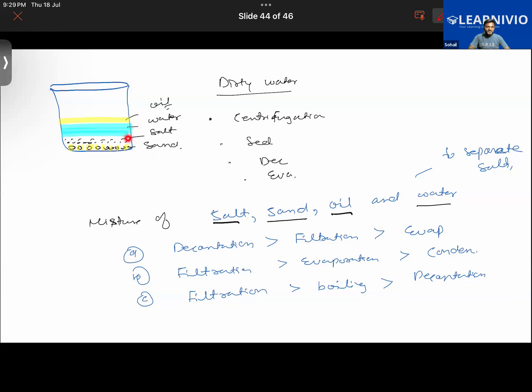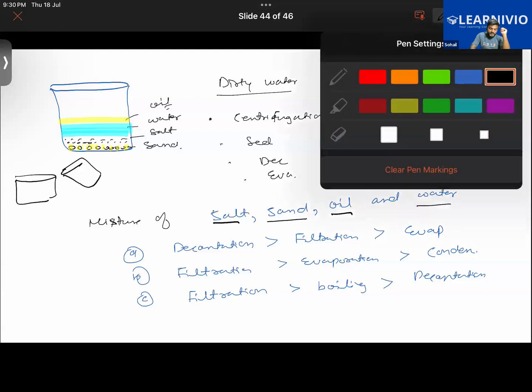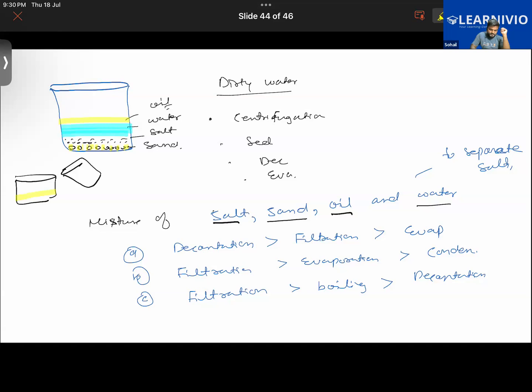So tell me, what if I were to separate oil and water from it? Then I will be left with salt and sand. So first of all, you will separate the oil and water using decantation. Exactly. You will take another container and pour the oil and water into it. Getting it, guys? Yes, sir. Then you have to filter it and then evaporate.